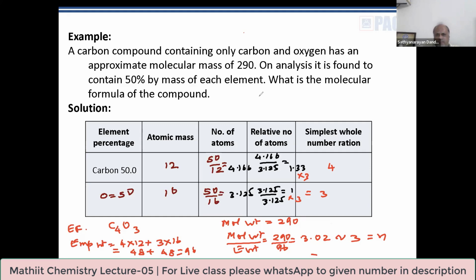So molecular formula equals 3 multiplied by empirical formula, 3 into C4O3. Their molecular formula becomes C12O9. Molecular formula C12O9. These are called carbon suboxides. They are cyclic compounds.